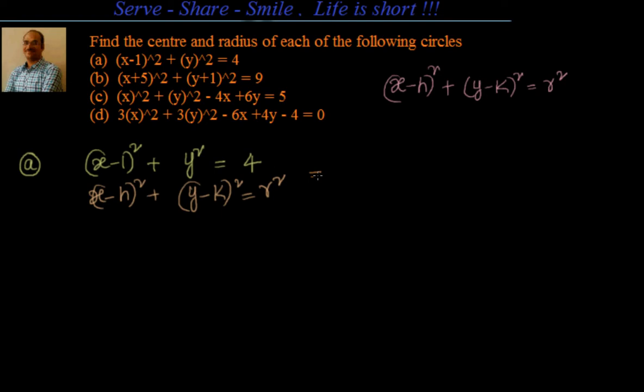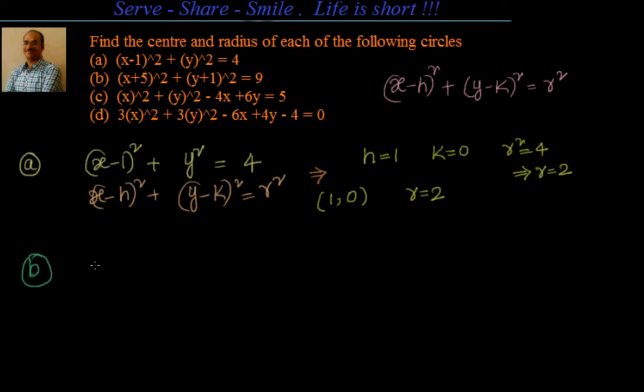Now if you compare them, you can see very clearly that h is equal to 1 and k is equal to 0 and r square equal to 4, that will give you r equal to 2. So the center coordinates are 1, 0 and the radius is equal to 2. Very simple, just a simple comparison. Let's go to the next one.